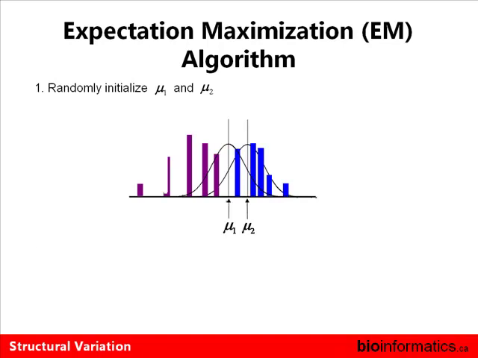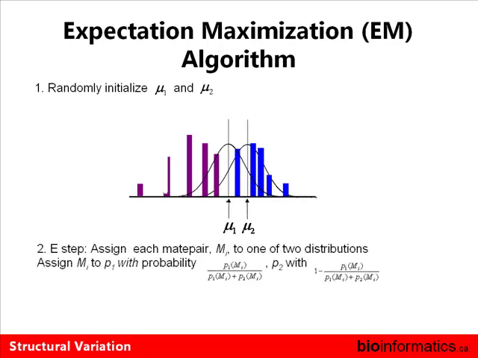And for every single mate pair, assign it to the two distributions with the probability that they were generated from the two distributions. So for things which are on the left, they're much more likely to have been generated from this distribution than this one. For things which are on the right, it's the reverse. And for things which are in the middle, they could actually have been generated from either with some probability.